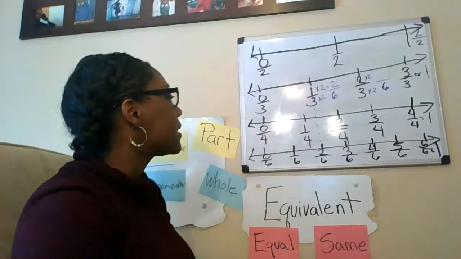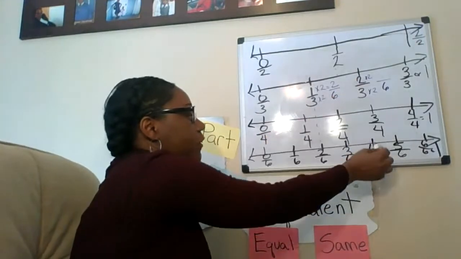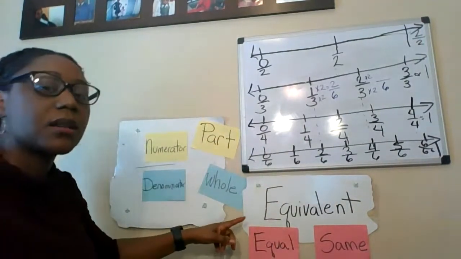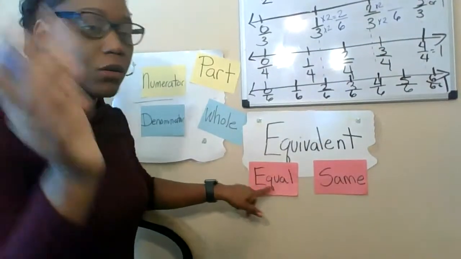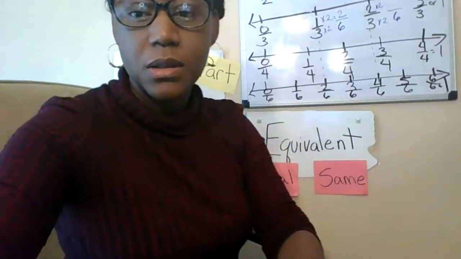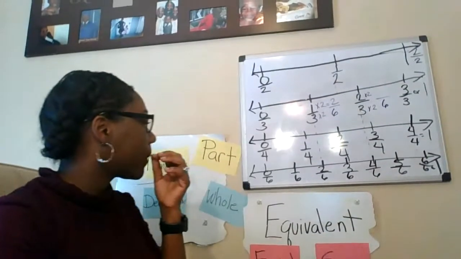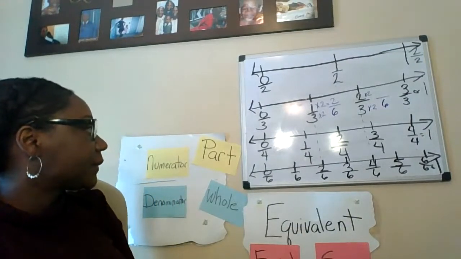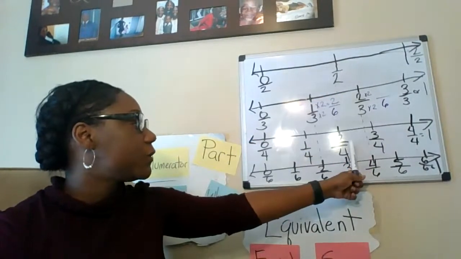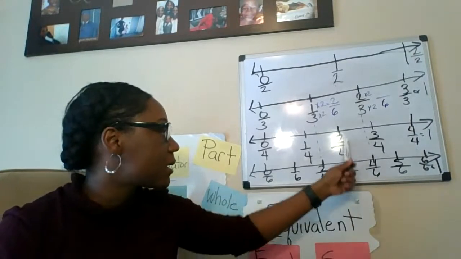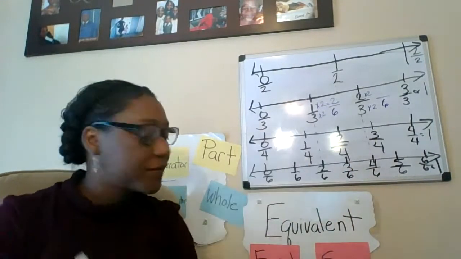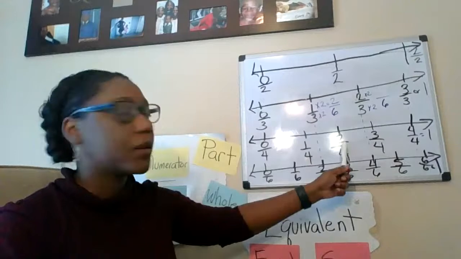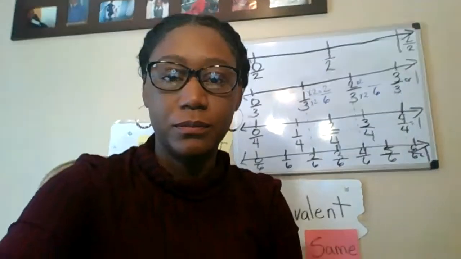2/3 and 4 sixths. Let's see. 2/3, 4 sixths. Perfect. 2/3 and 4 sixths are equivalent. Remember, we talked about that word equivalent, equal or the same. So we see that 3 sixths is equivalent to 2 fourths. We see that 1/2 is equivalent to 2 fourths and 3 sixths. We see that 3 sixths is equivalent to 1/2. Okay, 1/2 and 2 fourths. Very good. They're equivalent.